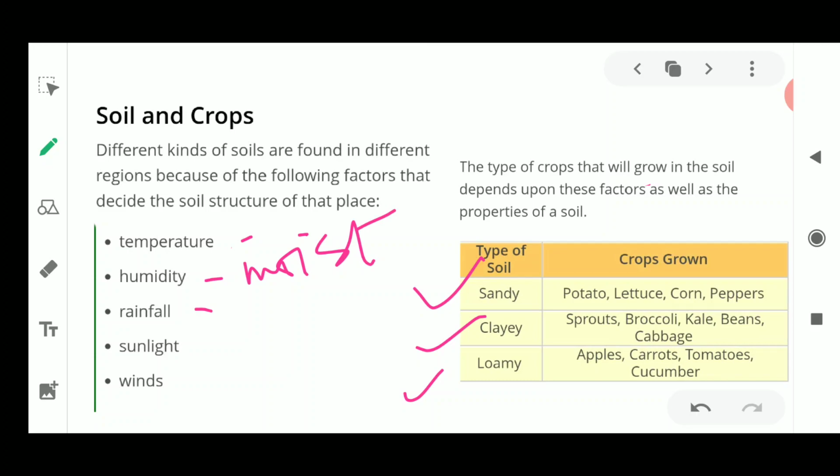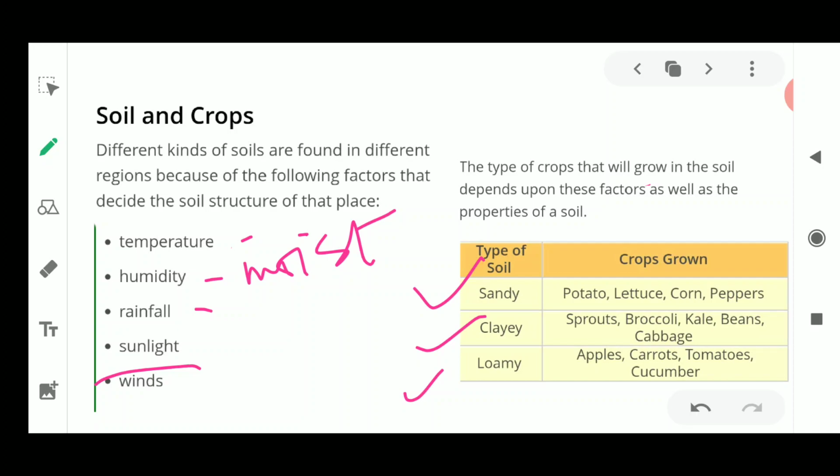So next thing is the sunlight. Again, it is related with the temperature. If the amount of sunlight is more, then the dry soil is formed, means that sandy soil, there is possibility of getting the sandy soil in that particular place. And if winds are blowing, the blowing winds may leach up the soil. They could move the content of the soil from one place to another place, and they could erode the particles of the soil, which is helpful in deciding the structure of the soil.